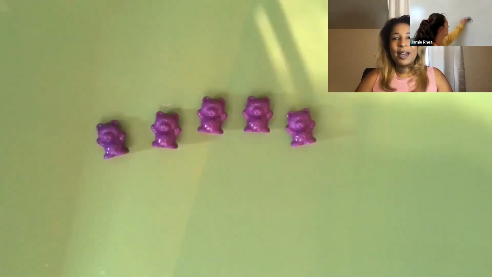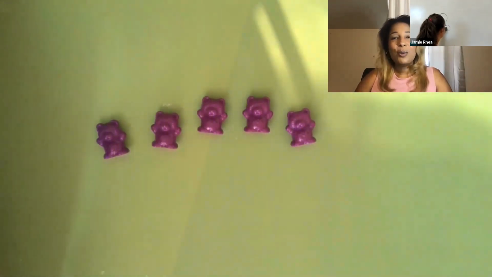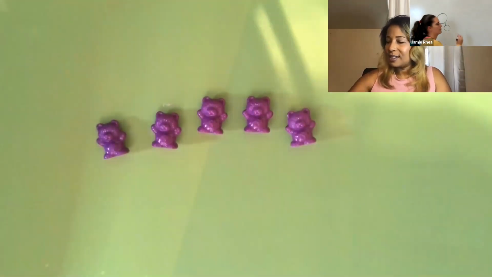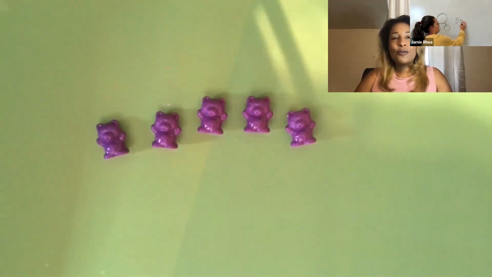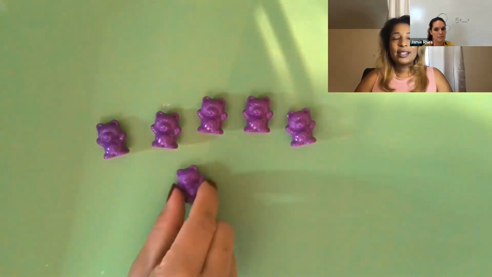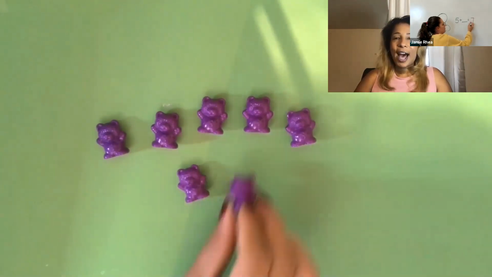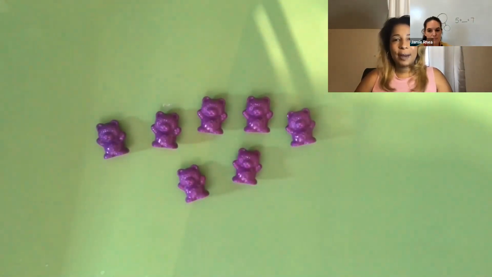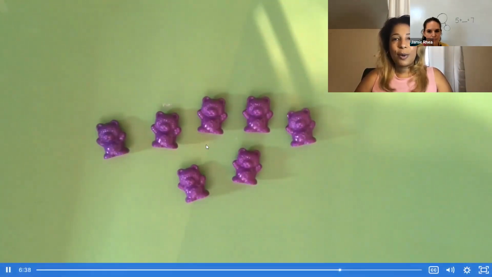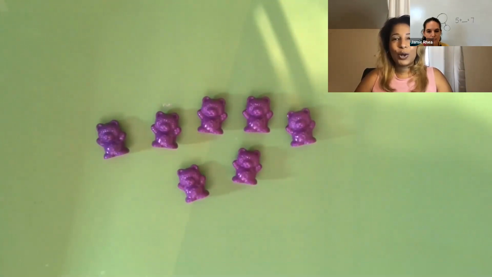Once upon a time, 5 bear cubs were climbing up a tree. More cubs became curious. So a few more bear cubs climbed up the tree. Now there are 7 bears in the tree. How many curious bear cubs climbed the tree? Solve and write an addition and subtraction number sentence along with a matching number bond. Press pause and work this problem, and I will work it also.